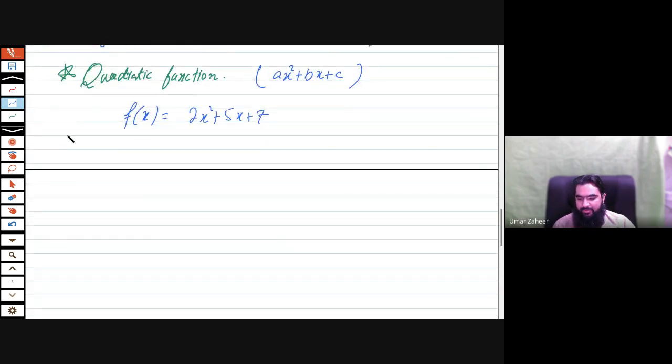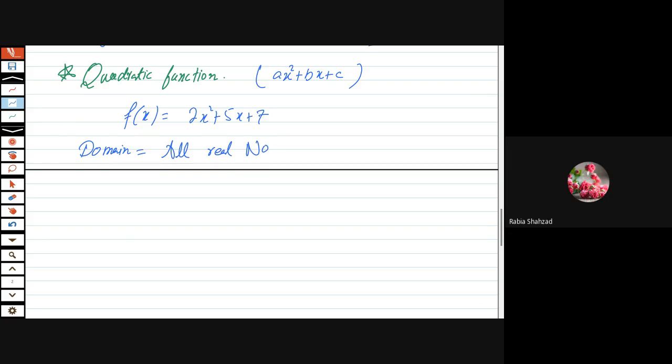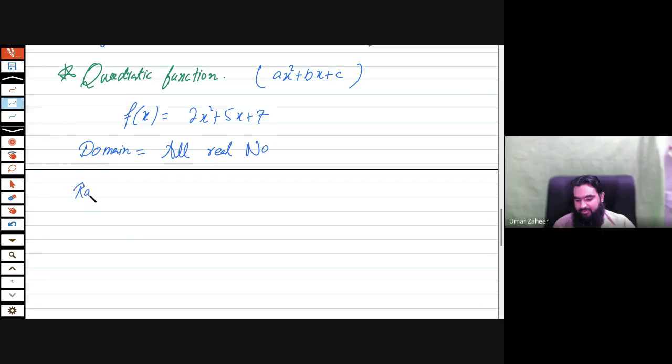If you are going to talk about the domain of this type of function, we can substitute any value. We can substitute positive values, negative values, fractional values, decimal values, rational or irrational numbers, any number that you want. So this means that the domain is all real numbers. But if we are talking about the range, let's say I will take a simple, basic case.